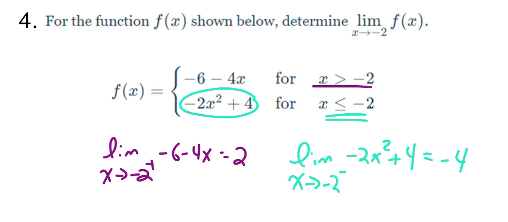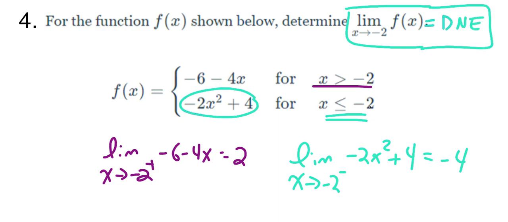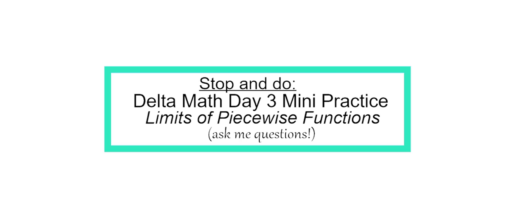We are never going to meet up, so we would say this whole limit right here is equal to a limit that does not exist. So if my left-sided limit does not match up with my right-sided limit, the limit does not exist. All right, I think this is where we're going to stop.